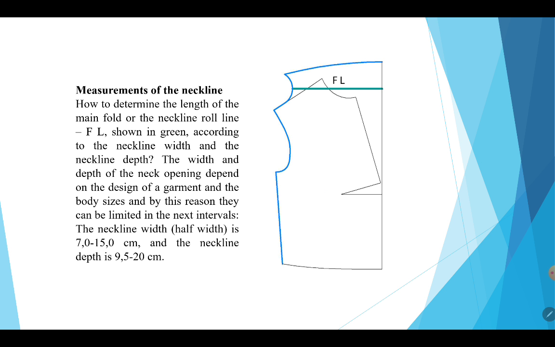About the measurements of the neckline. How to determine the length of the main fold, or the neckline roll line, which is shown in green, according to the neckline width and the neckline depth. The width and depth of the neck opening depend on the design of a garment and the body sizes, and for this reason they can be limited in the following intervals.